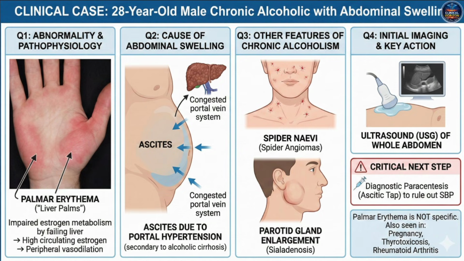This patient has new onset ascites. What must you do besides imaging? You must perform a diagnostic paracentesis or ascitic tap. Why? To rule out spontaneous bacterial peritonitis, or SBP. SBP is a life-threatening infection that can present silently in these patients.